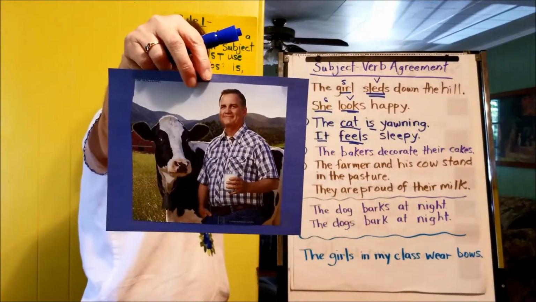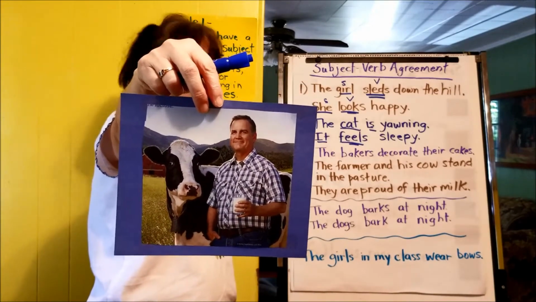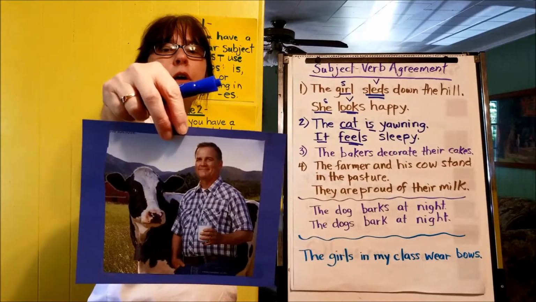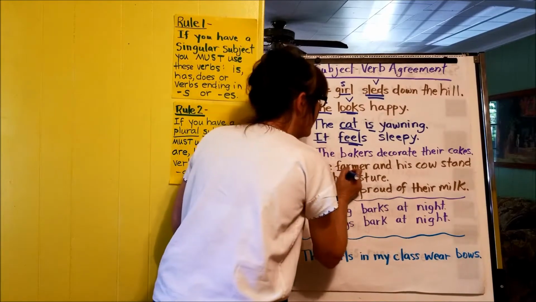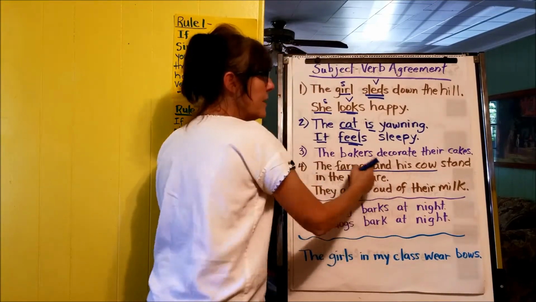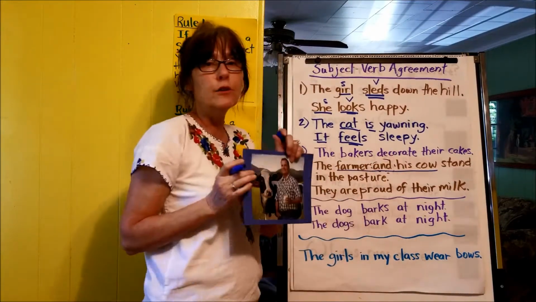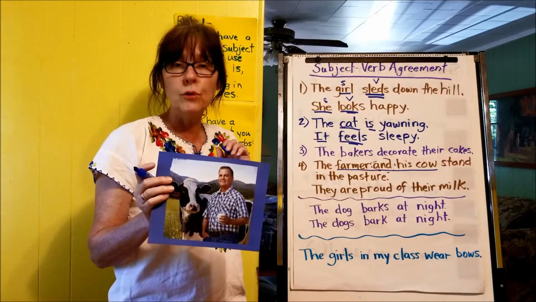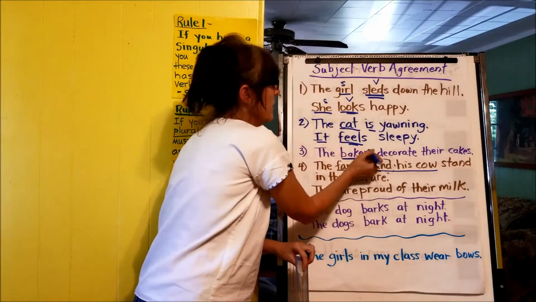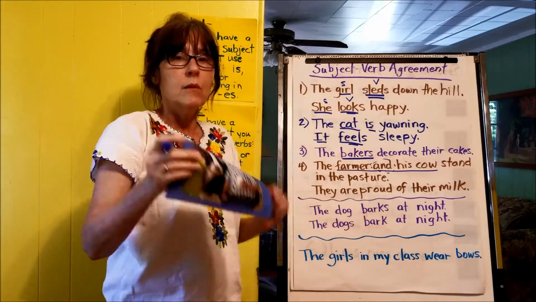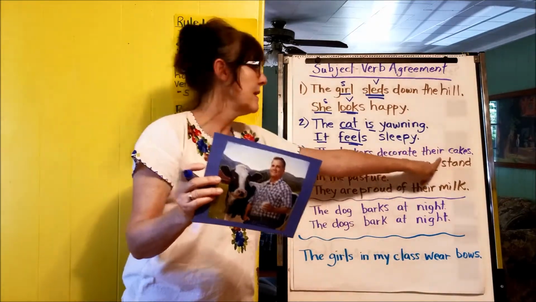This looks like a happy pair. I wrote this one. The farmer and his cow stand in the pasture. Who stands in the pasture? The farmer and his cow, okay? So that whole thing is the subject because both of them are doing the action. And this is something to remember. When you have and in there, you're going to have a compound subject, and it's going to be plural, okay? Bakers was the subject of this sentence, and it is plural because there's an S on it and there's more than one. What is being said about the farmer and his cow? They stand. Stand is our verb.